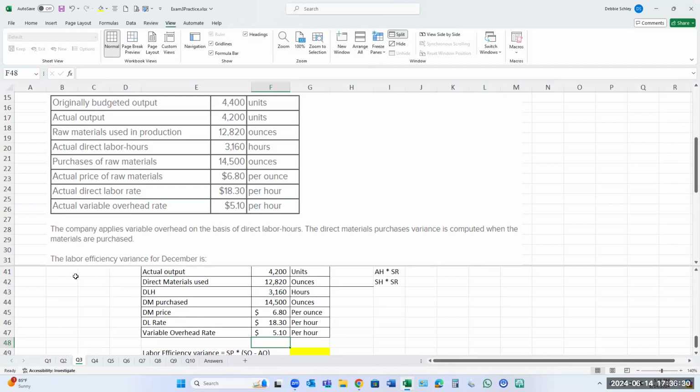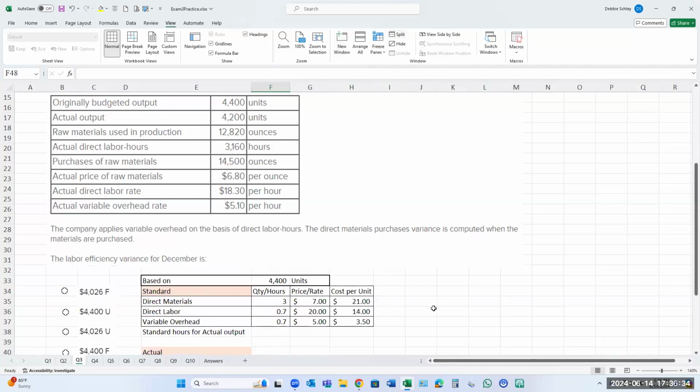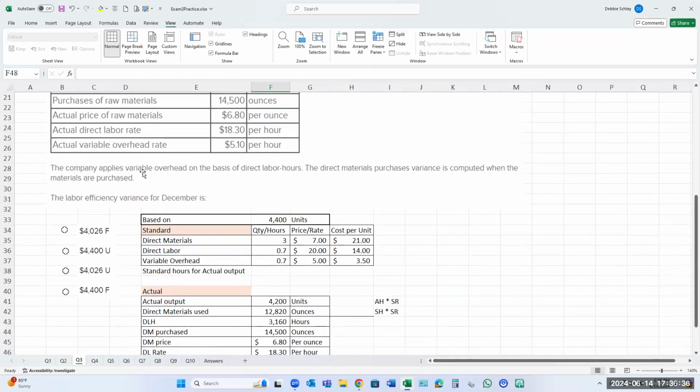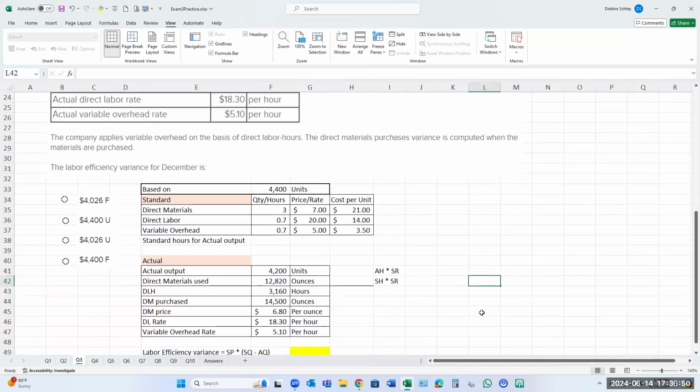Okay, what do they want me to figure out? The company applies variable overhead on the basis of direct labor hours. The direct materials purchases variance is computed when the materials are purchased. They want me to figure out labor efficiency variance for December.